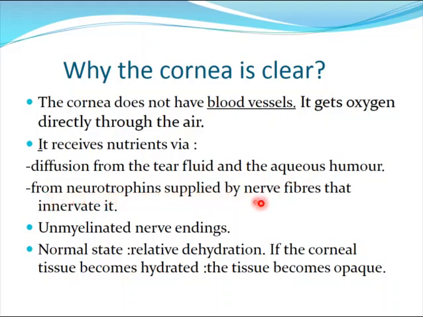neurotrophin supplied by nerve fibers that innervate it. The cornea contains unmyelinated nerve fibers, unmyelinated nerve endings, normal state relative dehydration. If the corneal tissue becomes hydrated, the tissue becomes opaque. So avascular, first of all. The second point is pump actions of endothelial cells, keeping the cornea relatively dehydrated, and unmyelinated nerve fiber.